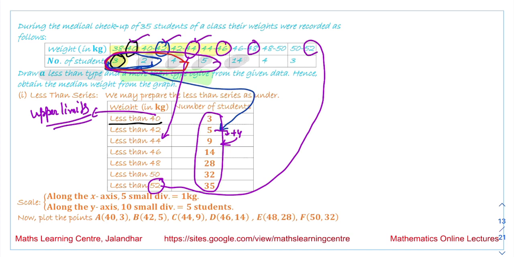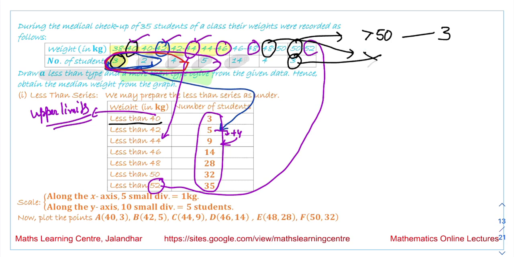When we are writing the greater than type values, we are saying how many values there are which are greater than 50. The first value, greater than 50: there are 3 values. Next we write greater than 48. How many values are there? It is 3 plus 4. So what are we using in this case? These are the lower limits we are using.